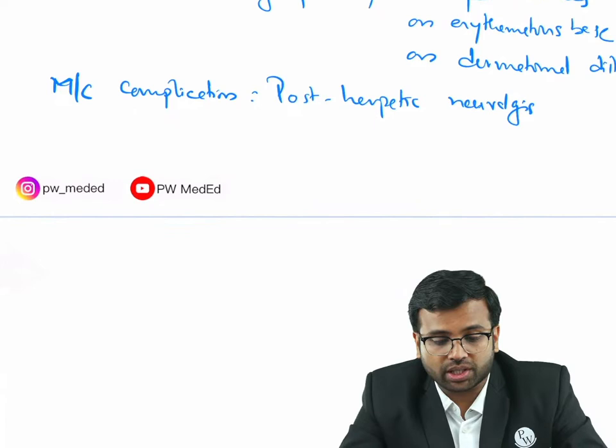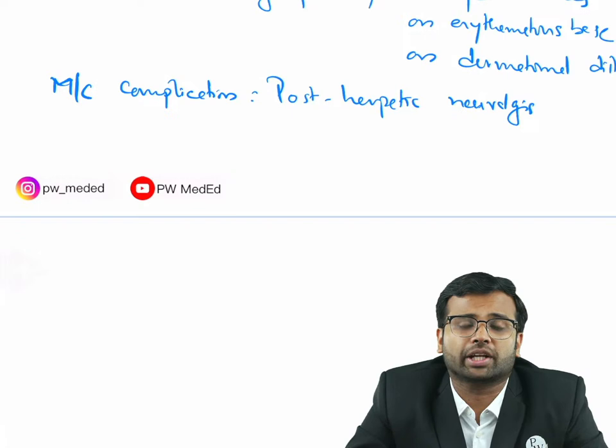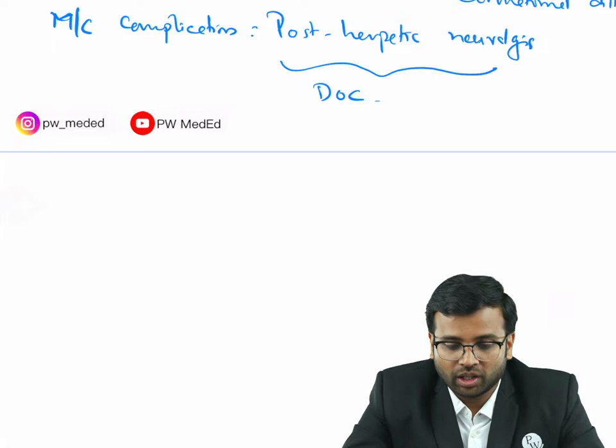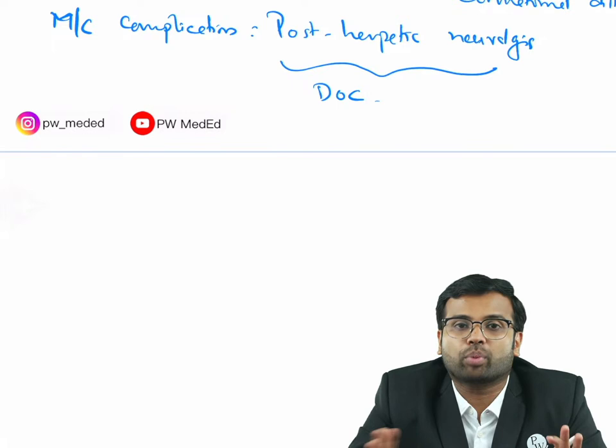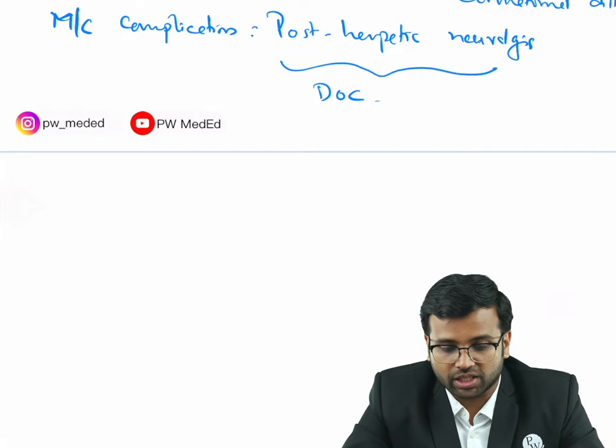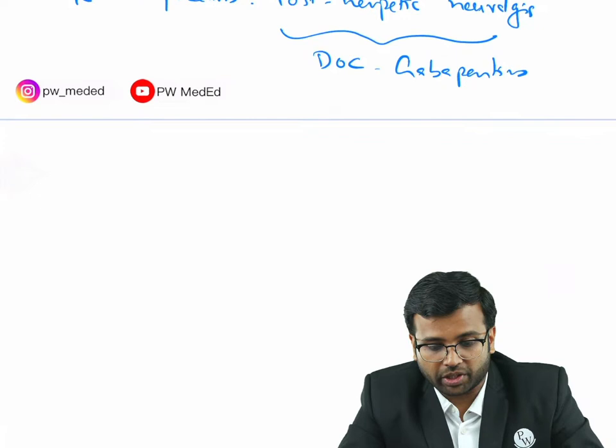And whenever a patient is having this post-herpetic neuralgia, what is the drug of choice? Now, what is the drug of choice to treat this post-herpetic neuralgia? Who can answer? So how do you treat this post-herpetic neuralgia? Now, what do you mean by post-herpetic neuralgia? It means that the pain is going to persist even after the lesions disappear. So what is the treatment of this post-herpetic neuralgia? This is going to be gabapentin. So the treatment is going to be gabapentin.